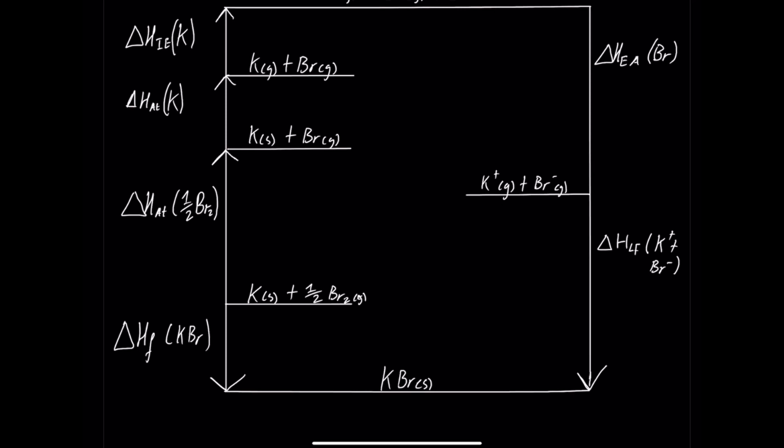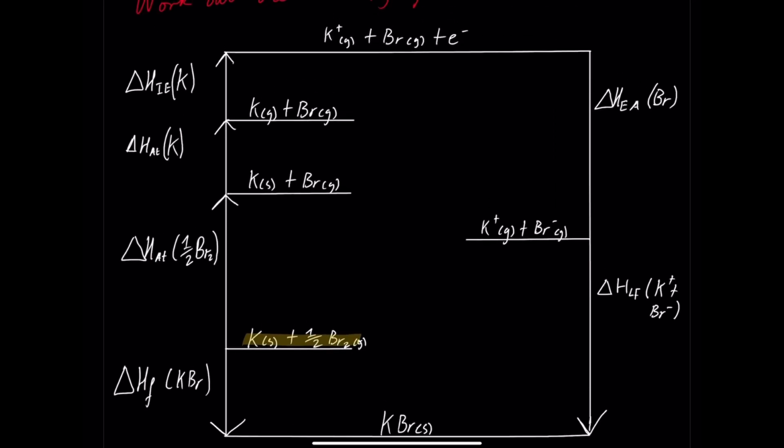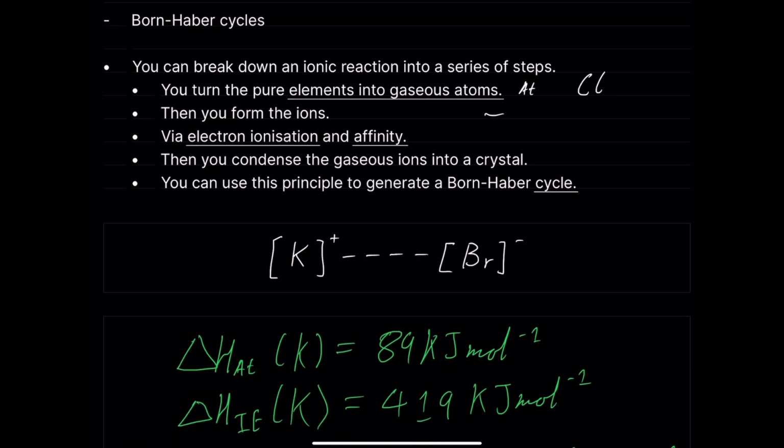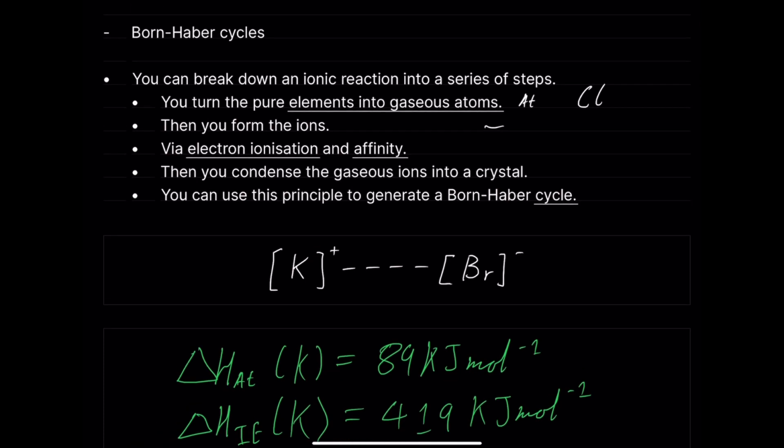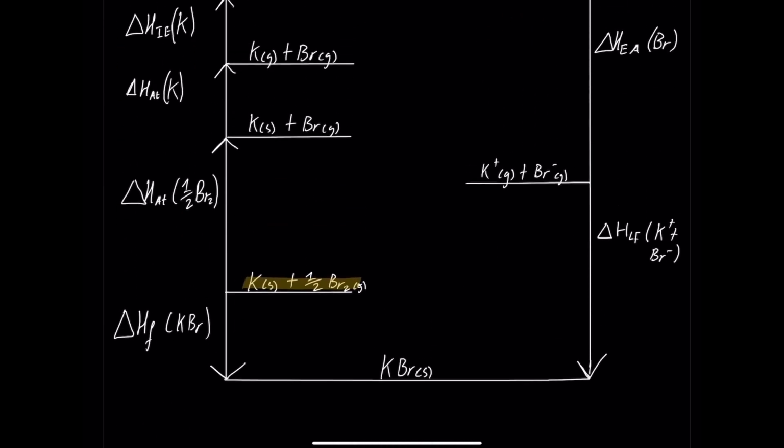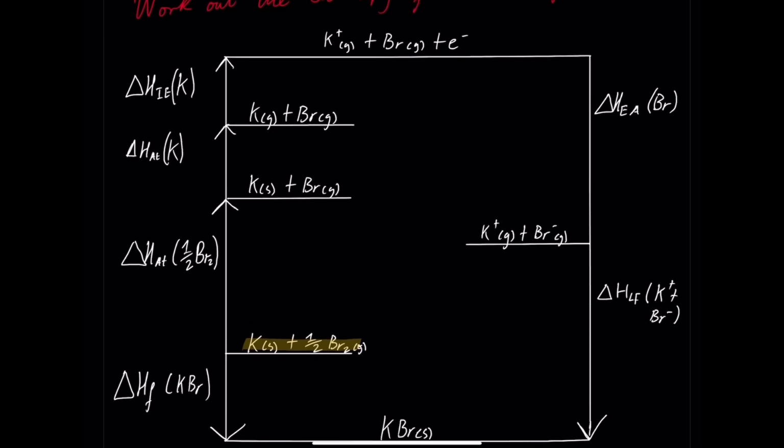We start off with the elements in their pure states. We're literally following this step by step. Our first step is here: we need to form our pure elements. Now you have to break down each step one by one, whereas a Hess cycle goes for all steps in one arrow. First, let's do the atomization of bromine, half Br2.